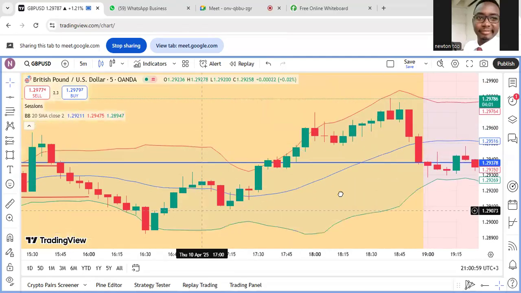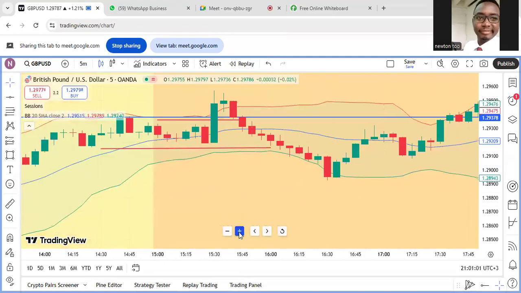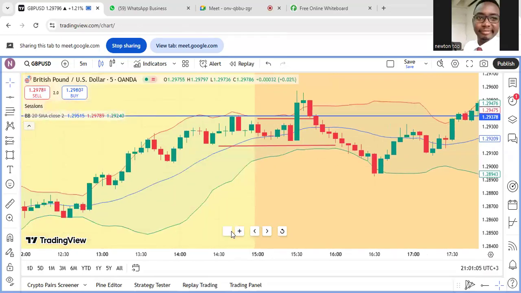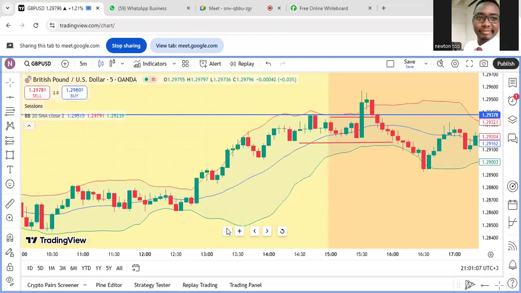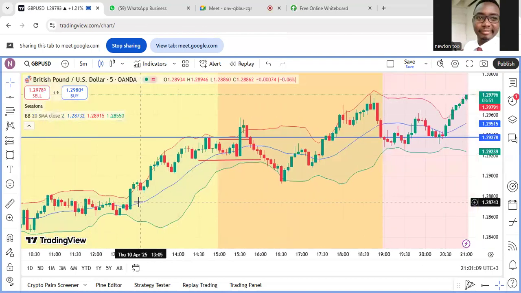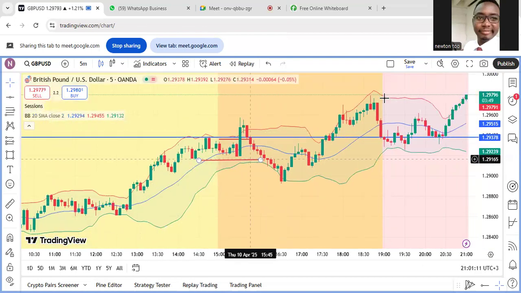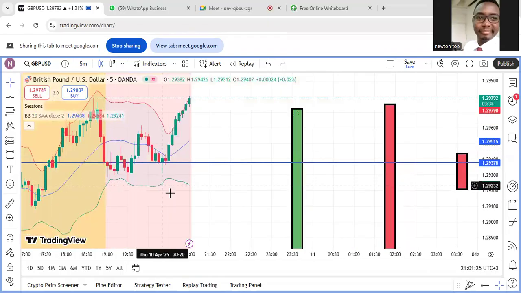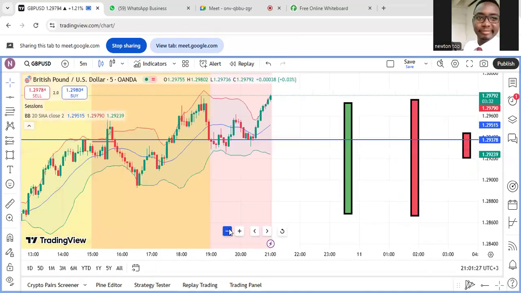Then, something that you must be very keen to understand is the confirmation of the candlesticks. It is very important. So this one, the market went 40 pips. If you could have traded, you could have made at least 30 pips on that market. So that is what was for today's trade.